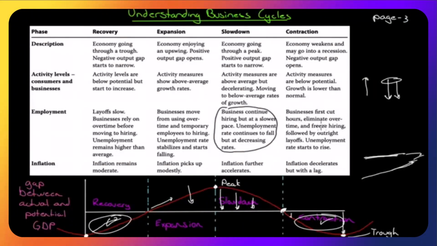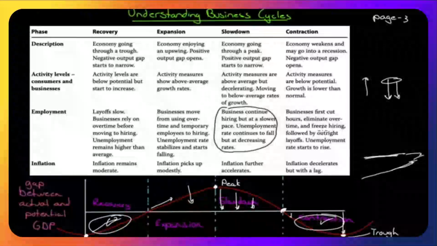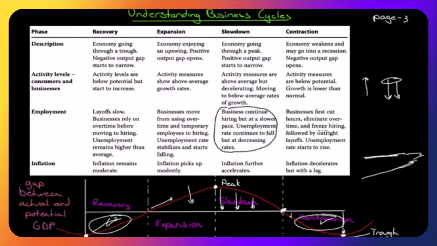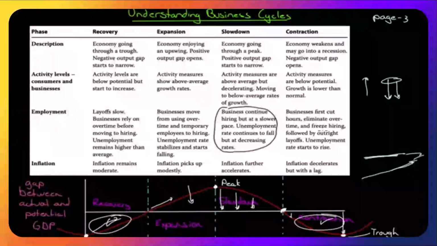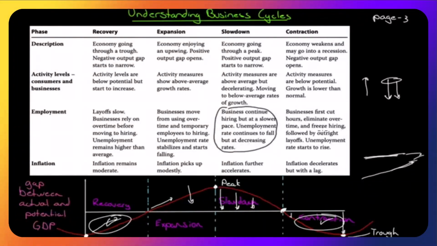And then in the contraction, businesses first cut hours. They eliminate overtime and freeze hiring, followed by outright layoffs. The unemployment rate starts to rise. Companies, when they face a slowdown or a contraction in business, don't necessarily lay off right away. They want to see if it's going to be a sustained period of contraction, then they'll lay off.